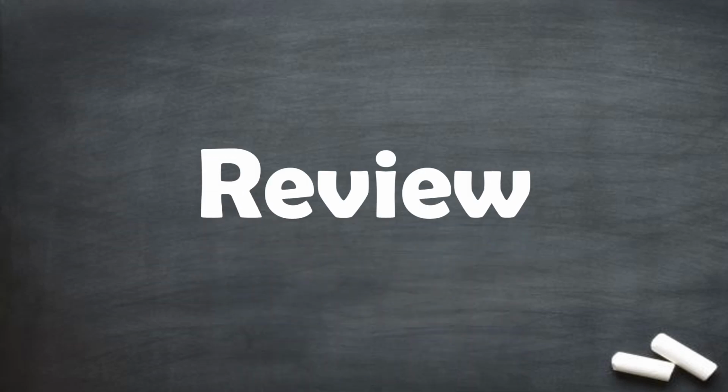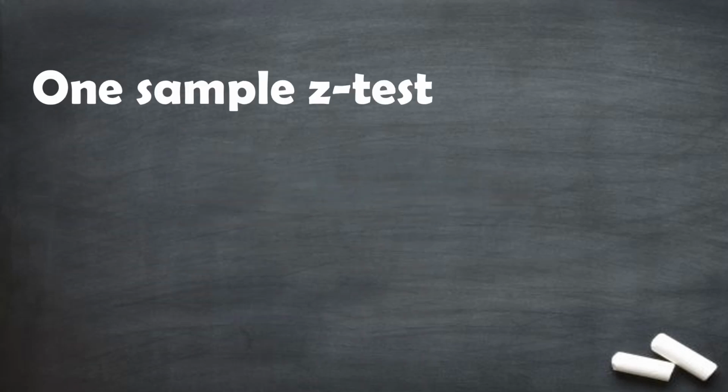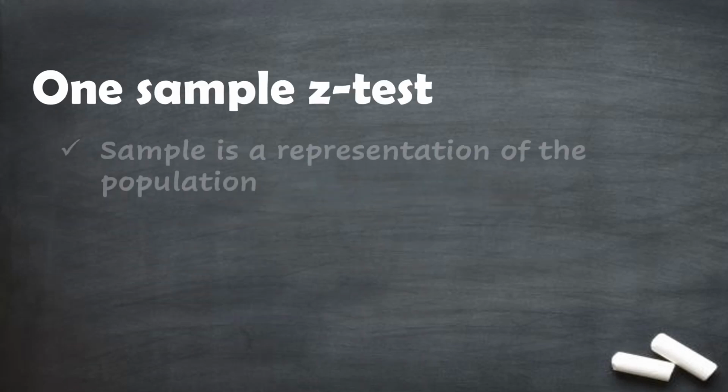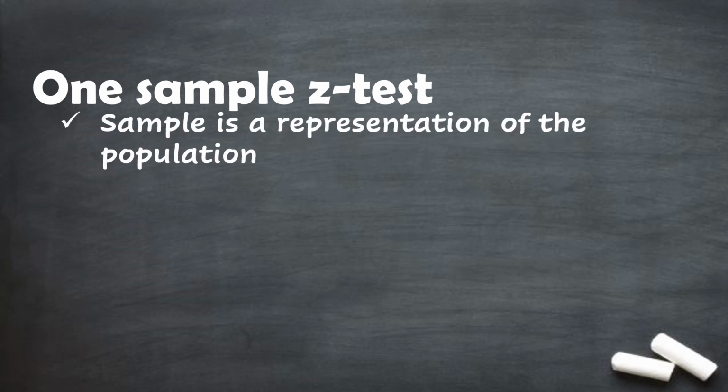Before anything else po, let's have a quick review regarding the past lessons that we had. First, we have one sample z-test. You will use one sample z-test if you want to check if the given sample is a representation of the population, and the number of samples should be greater than or equal to 30.